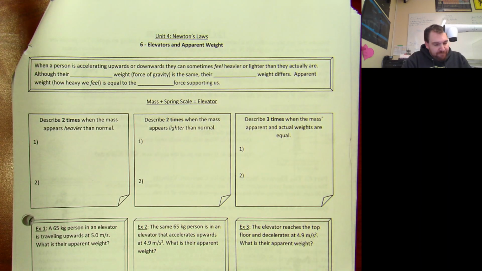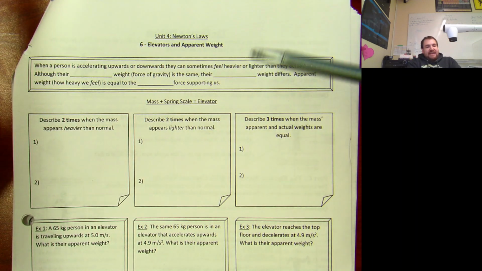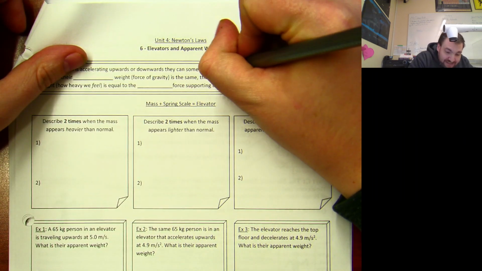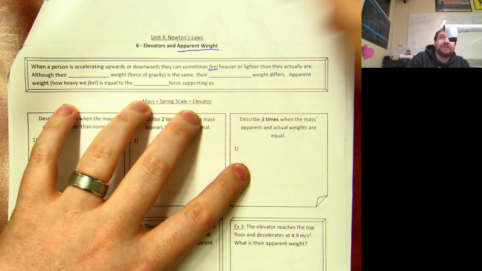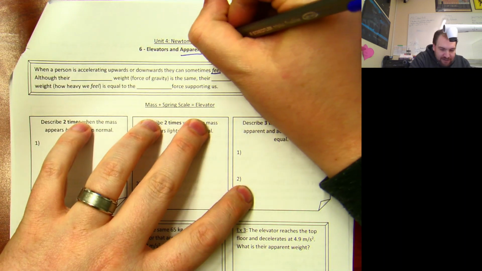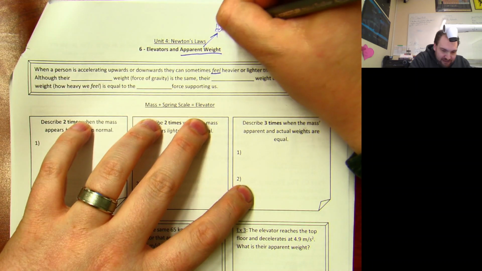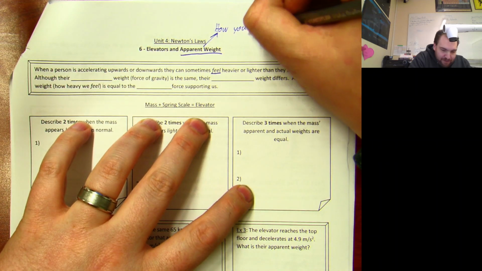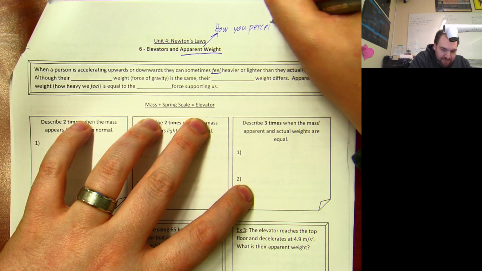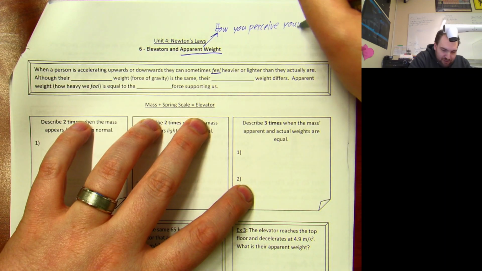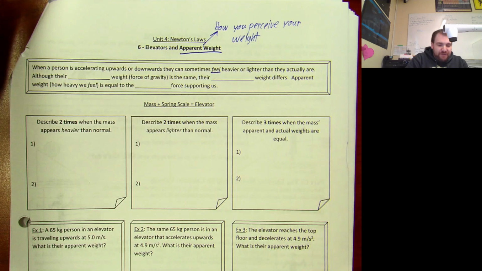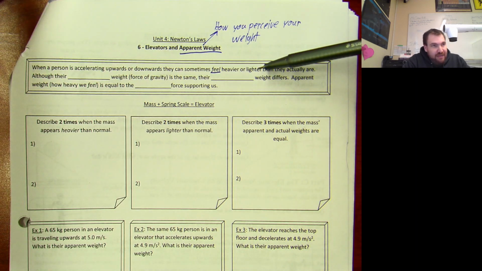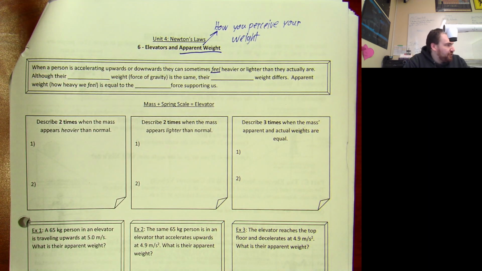Unrelated. When a person is accelerating upwards or downwards, they can feel heavier. When I say feel heavier, this is what we're talking about as far as apparent weight goes. Apparent weight is how you perceive your weight. So you can feel heavier or lighter than you actually are depending on the circumstances surrounding you.